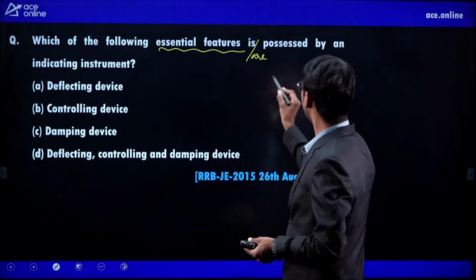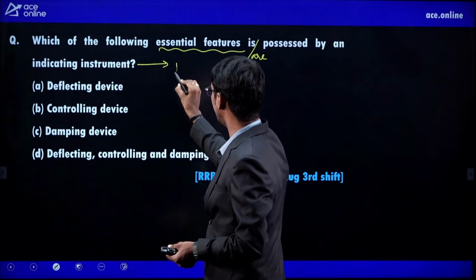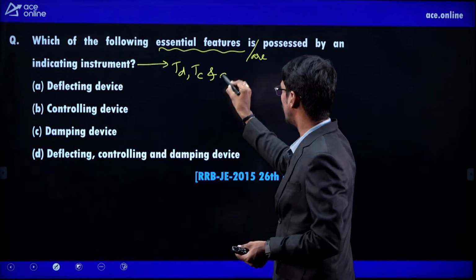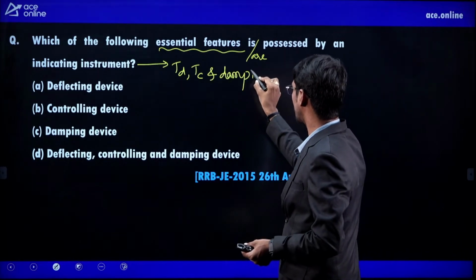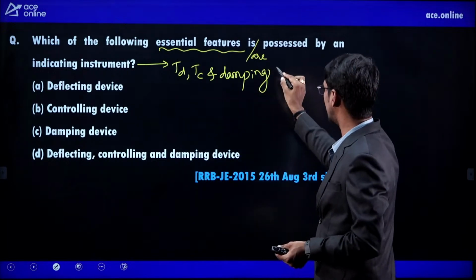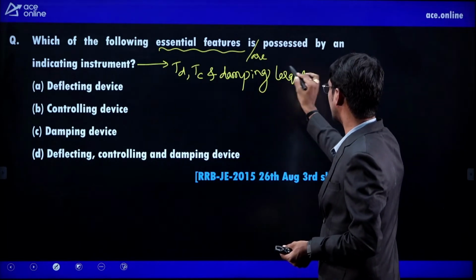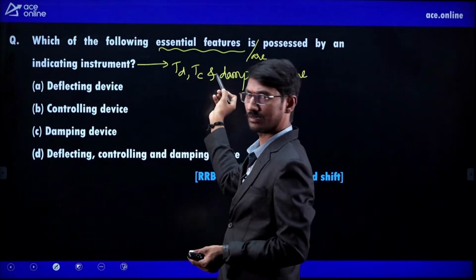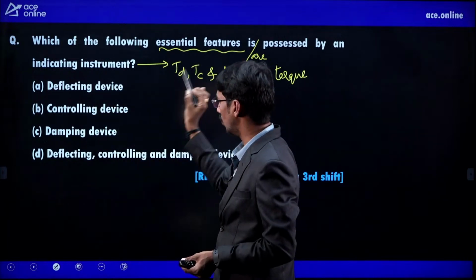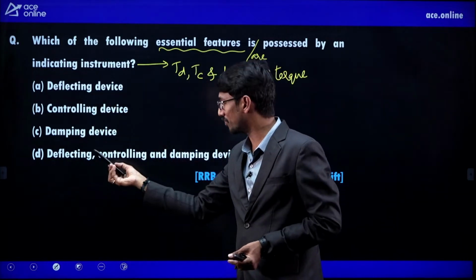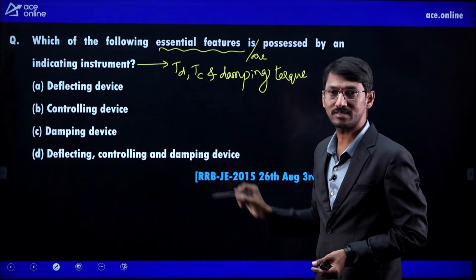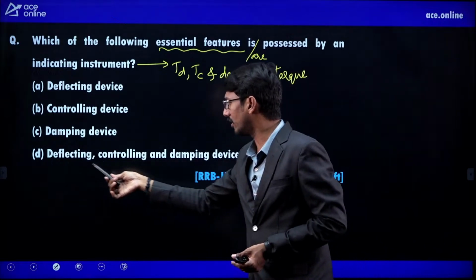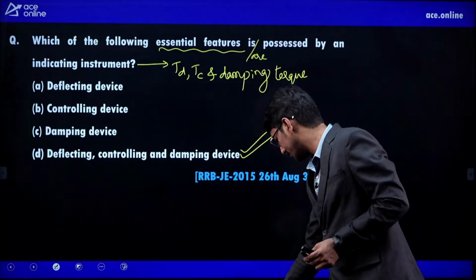See, in any indicating instruments, we require deflecting torque, controlling torque, and damping torque. So these are essential. Here, deflecting structure, controlling device, damping device, but see the option: deflecting, controlling and damping structure. Yes, definitely option D. Actually all are required. All of the above is given, so simply option D.